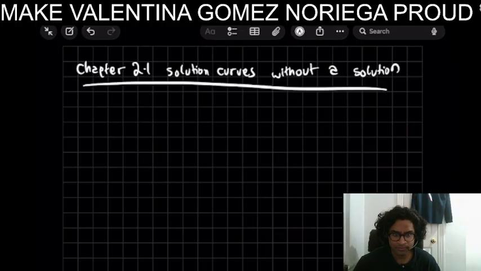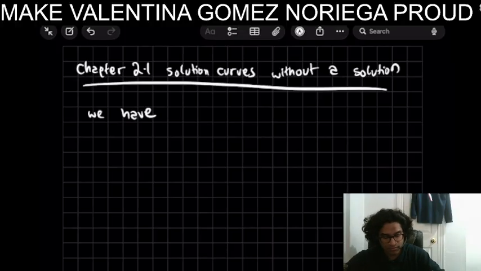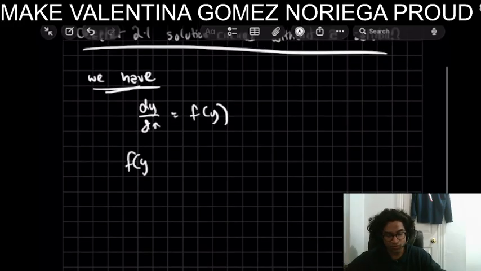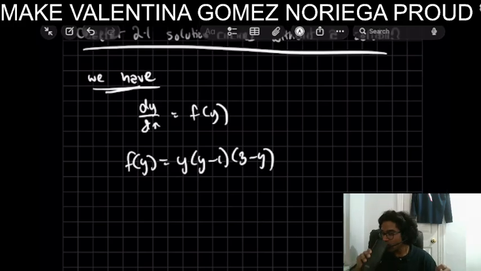We're going to go with our first question, which is dy/dx = f(y), where f(y) = (y - 1)(3 - y). So we're told to find the critical points. What are critical points?